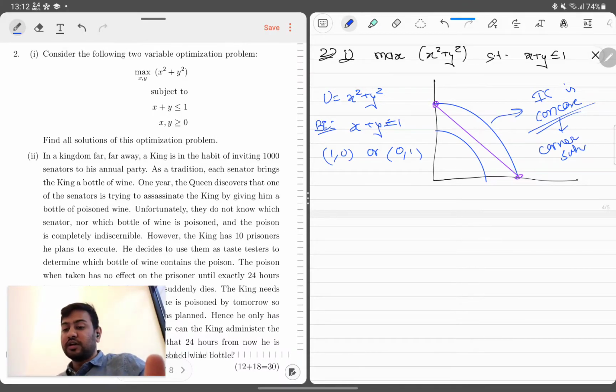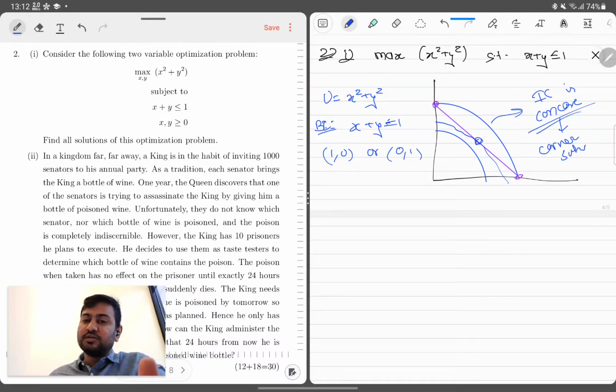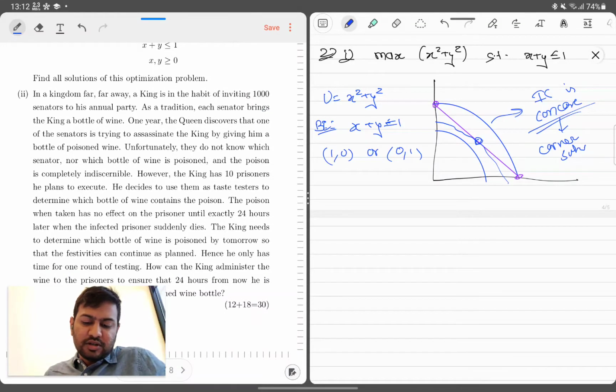Don't try to solve it using Lagrange. What Lagrange will do is give you this particular tangency solution. Okay, so there would be a tangency solution here somewhere. So this is what Lagrange gives you: the point of tangency of the IC with the budget line. That's not what we are looking at. So don't try doing this using the Lagrangian method. Okay. Now let's look at question number 2.